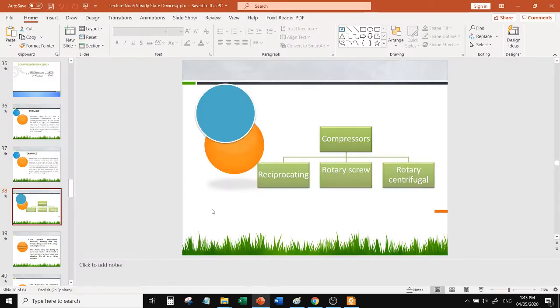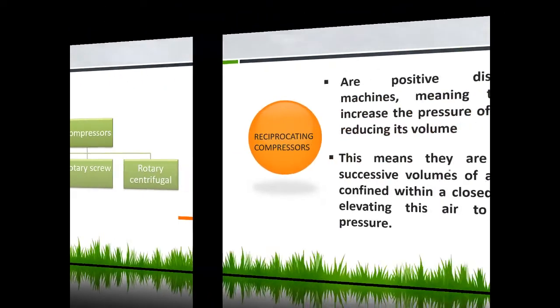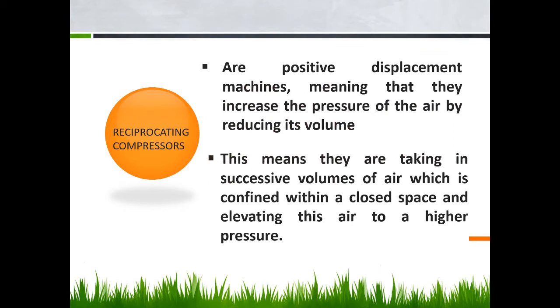Okay, for this video, we will move on to the different types of compressors. We have the reciprocating, the rotary screw, and the rotary centrifugal. Again, compressors para under steady state devices yung topic natin. Pero, let's first discuss yung reciprocating compressor.